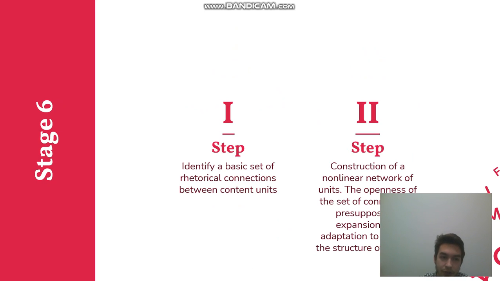And the sixth stage. The first step of the sixth stage is to identify a set of rhetorical connections between content units, and the second step is construction of the non-linear network of the units that represents connections, proportions, and expansions, to analyze the structure of the text.